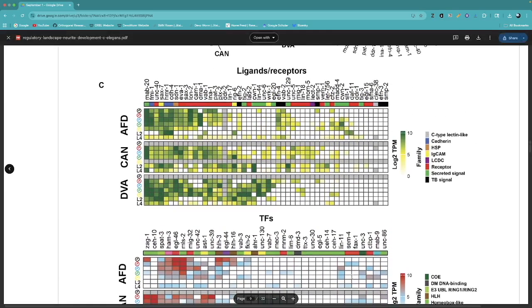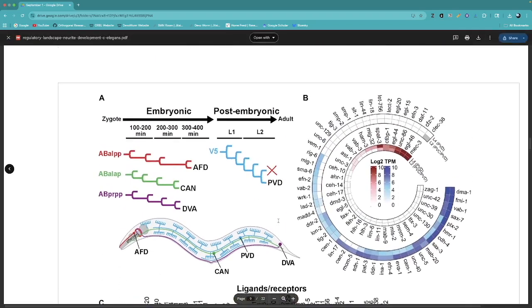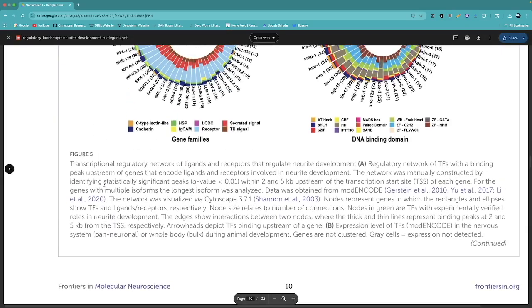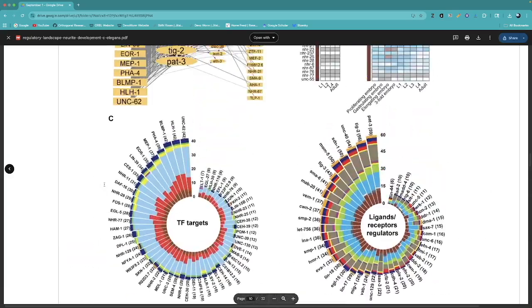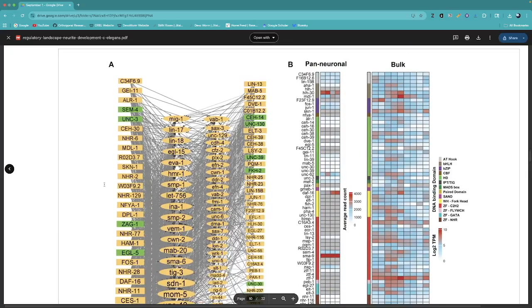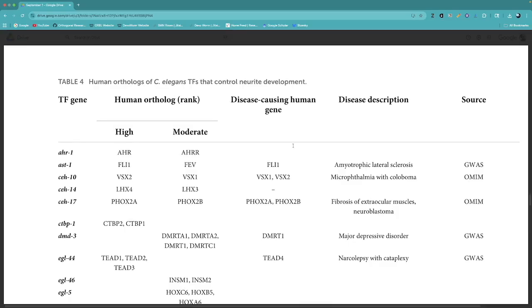And so there's a lot of information in this paper about the time course of gene expression, the time course of how these things are regulated. And we also have more information, like this visualization here, where they have upregulation in this kind of spiral. And then they show the transcriptional regulatory network of ligands and receptors in figure 5. This shows these genes and how they're related in this network. And then we have the human orthologs of C. elegans transcription factors listed in this table.